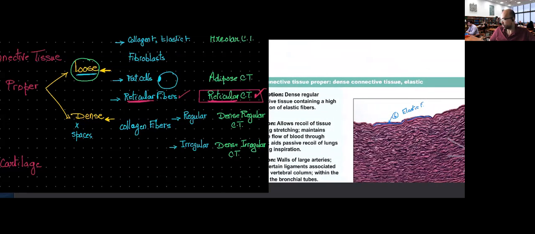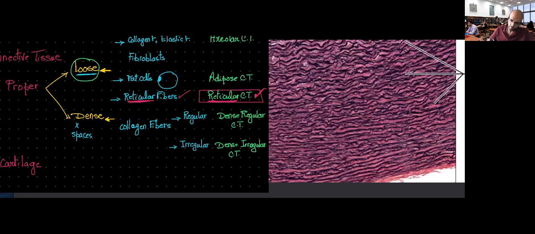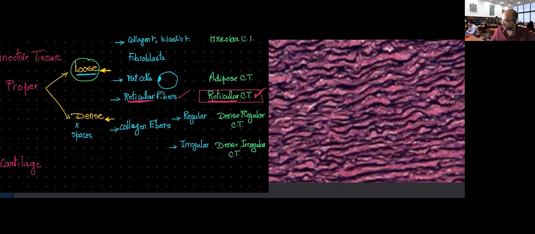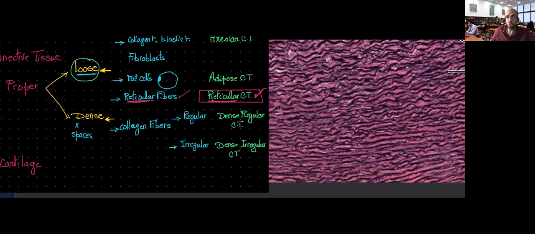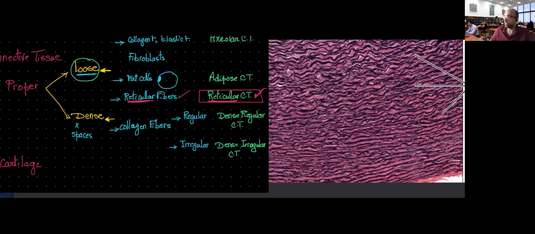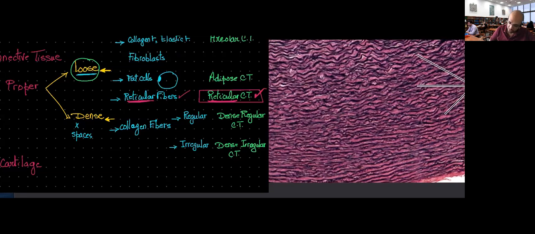How about this one? I've seen that I don't have much spaces between the fibers. I look closer at the type of fibers. I've seen that those are elastic fibers. So the type of dense connective tissue that is formed of elastic fibers, we call this elastic connective tissue.